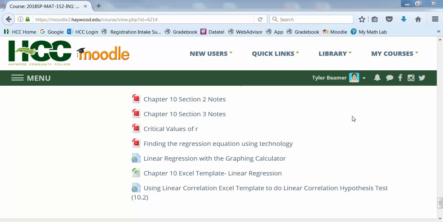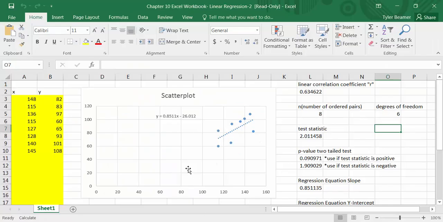This is an instructional video for Math 152 in regards to how to use the Chapter 10 Excel template that I created for doing linear regression. This template is located on Moodle under Chapter 10. So if you open it up, it looks like this.